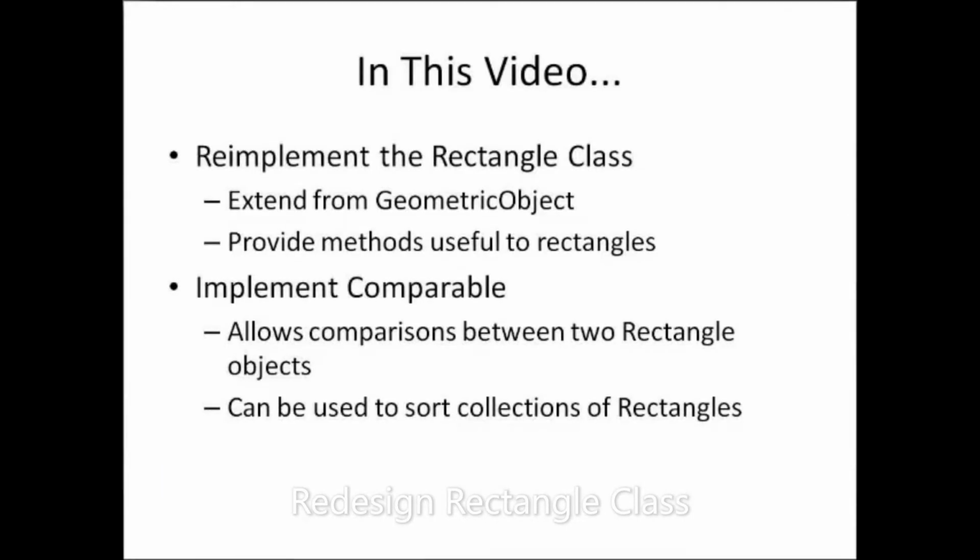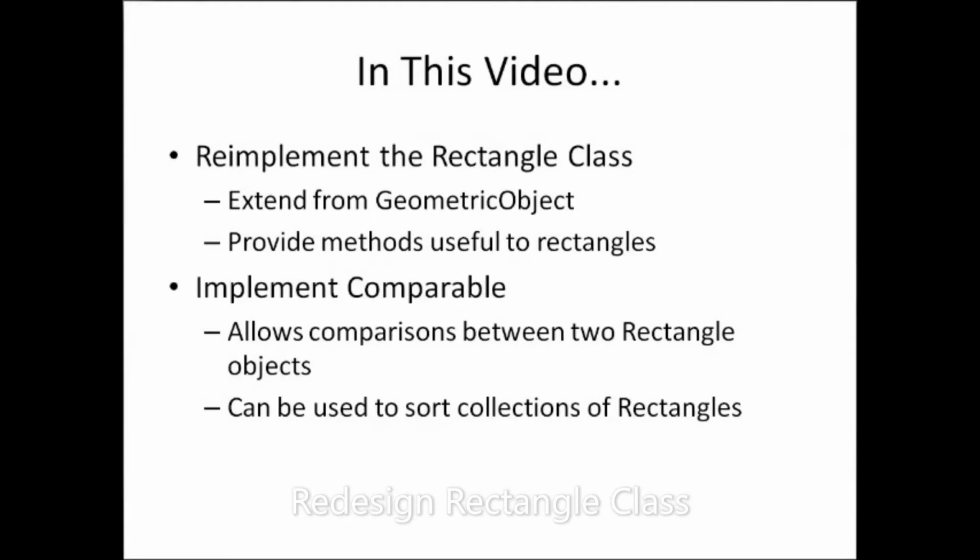So we're going to do a new implementation of the rectangle class, and in this case it's going to extend from a class called geometric object, which is an abstract base class. And then we're also going to extend that with methods that are useful to rectangles. Along the way, we're actually going to implement Comparable.